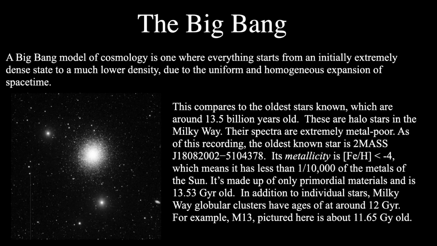And metals for astronomers are any atomic element other than hydrogen and helium. That's all metals. Metals because they provide electrons when they're ionized. So as of this recording, the oldest known star has this really long name of 2MASS J1808-2002-510-4378. Now, its metallicity is extraordinarily low.